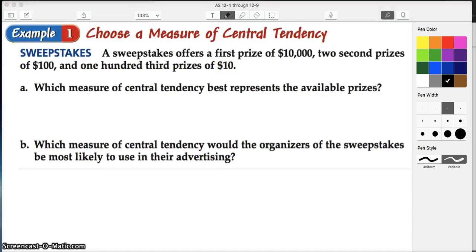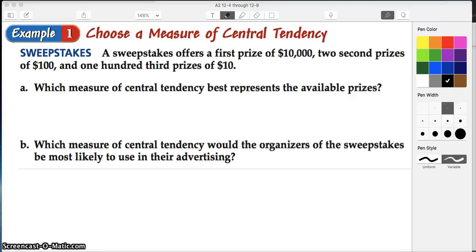Here in example 1, we are given the opportunity to choose a measure of central tendency that would best fit the situation. A sweepstakes offers a first prize win of $10,000, 2 second place prizes of $100, and 100 third place prizes of $10. Which measure of central tendency best represents the available prizes?